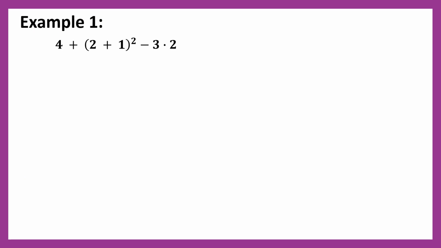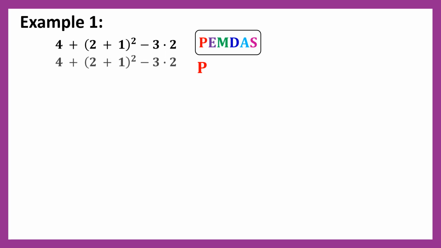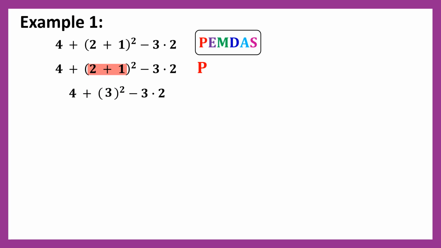Consider the following example. Please take a moment to evaluate this expression. Afterwards, we will evaluate this expression together. So let's evaluate this expression by using PEMDAS. To begin, let's rewrite this expression, and we will start with the letter P, which stands for parentheses. In this example, we have 2 plus 1 in parentheses, and this gives us an answer of 3 in parentheses. The next letter is E for exponents. Our value, 3 in parentheses, has an exponent of 2. So let's evaluate this part of our expression, and that gives us an answer of 9.